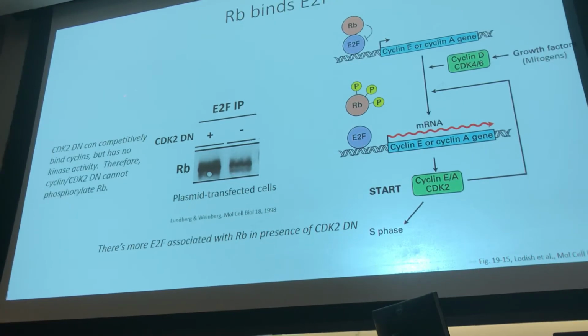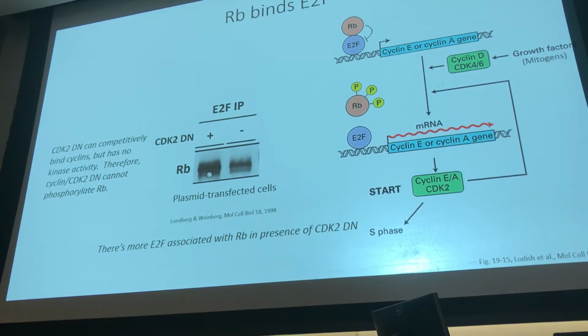So here in the cells, they have E2F inside of the cells. They have what's called a dominant negative CDK2, so this is a CDK2 that doesn't work. So even if that CDK2 binds to cyclin E, it's not going to form an active complex. Because it's not going to form an active complex, it can't phosphorylate RB, okay? So that's the important part here. So they do an immunoprecipitation. They're going to IP for E2F, so they're going to pull out E2F and anything that E2F is bound to.